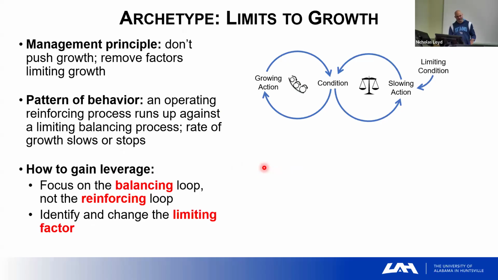Just like I mentioned when I was introducing the individual loops, the reinforcing loop and the balancing loop, I said that almost nothing constantly grows or declines without some balancing act in nature checking it at some point. And so a limits to growth archetype contains two things. It contains a reinforcing loop, but then it also contains a separate balancing loop that slows that reinforcing loop down.